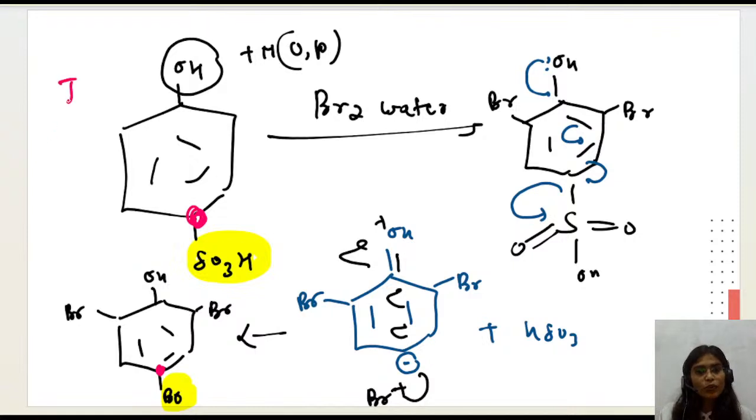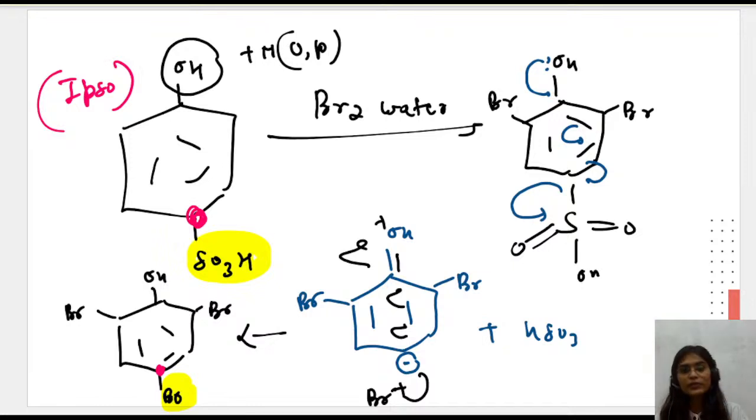So it's ipso. Okay, I used to remember ipso means "usi par", like in Hindi. I don't know if you know Hindi or not. Ipso means on the same carbon. Okay, on the same carbon, that SO3 group is replaced. So with respect to the SO3H group, the bromine addition is an ipso addition. But in the other one, it is different, not the same carbon.